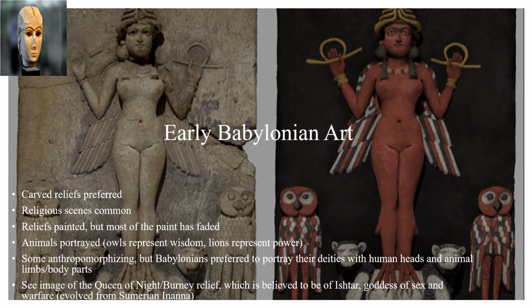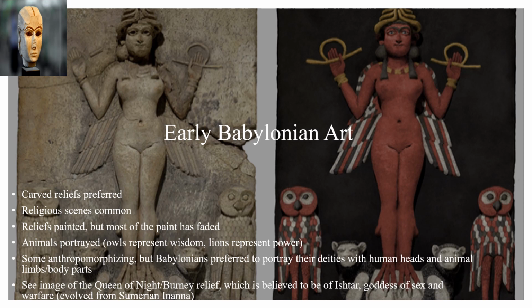Religious scenes are common in Babylonian reliefs. The reliefs would have originally been painted, but most of the paint has faded since these reliefs were outdoors. This slide shows what some of these reliefs would have looked like after they had been made. These reliefs display some combination of animal and human features on their subjects. But the Babylonians preferred to portray their deities, their gods and goddesses, with human heads, animal limbs, and body parts, unlike the Egyptians, who preferred to show their gods and goddesses with animal heads but human bodies.